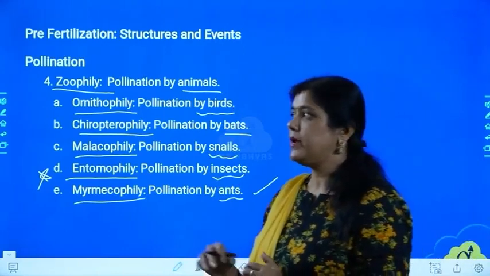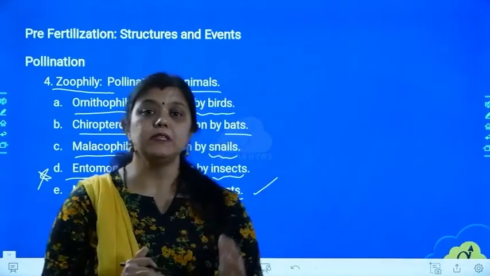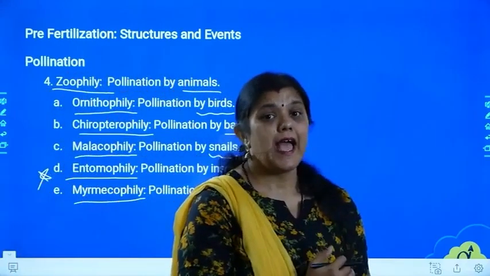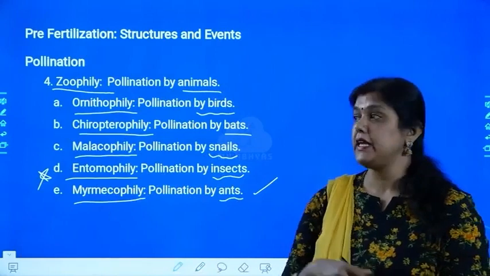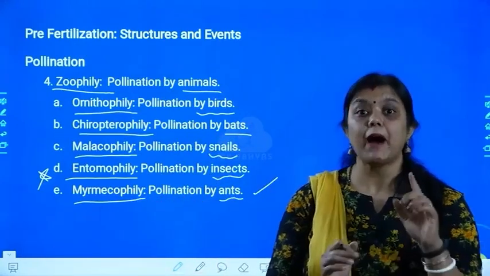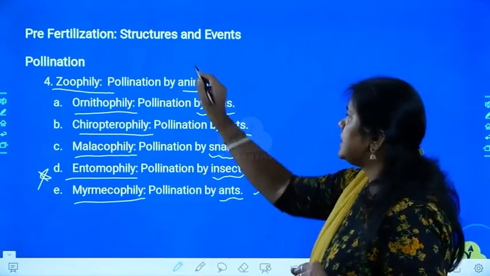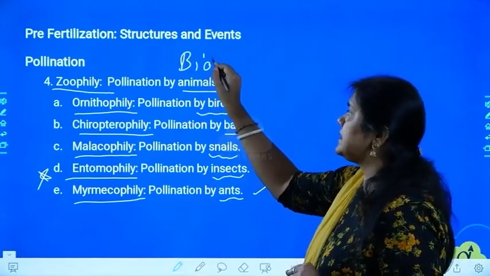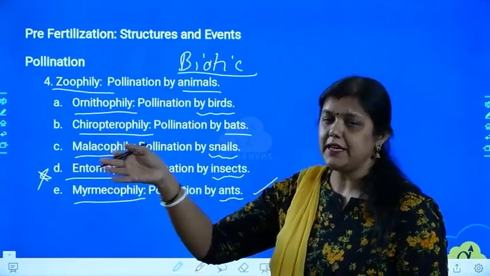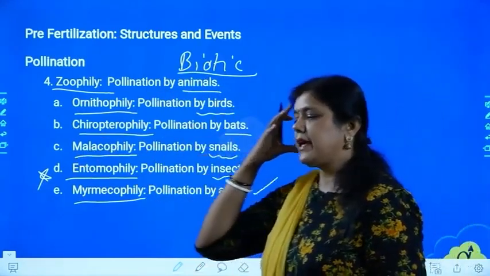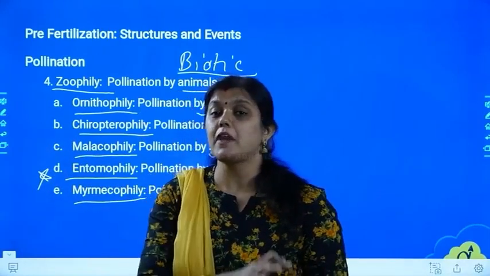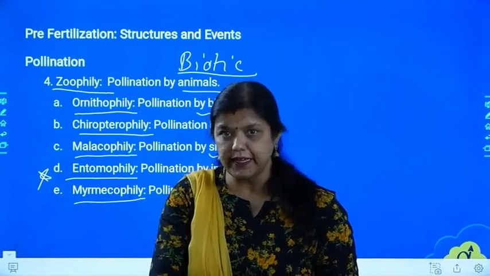Okay. So preferably you have to remember all these names. What exactly is hydrophily? What exactly is anemophily? What is zoophily? And what are all these types of different pollinating agents, biotic pollinating agents. Remember this. These all are biotic factors because they all are living things, right? So in biotic factors, it can be any one of these living things which is helping the plant in the process of pollination. Clear to you?